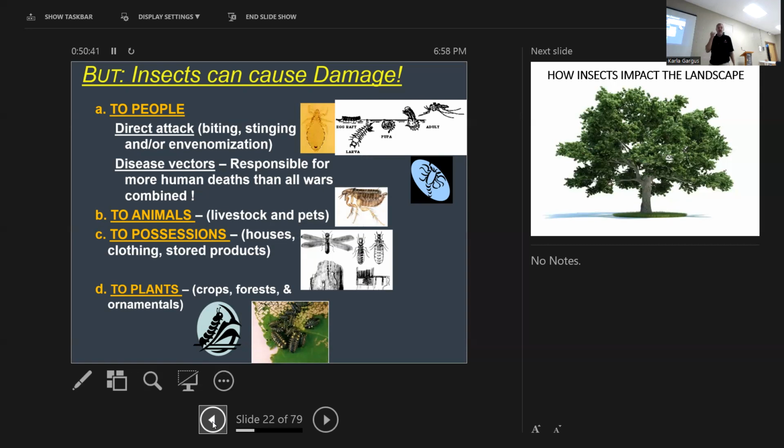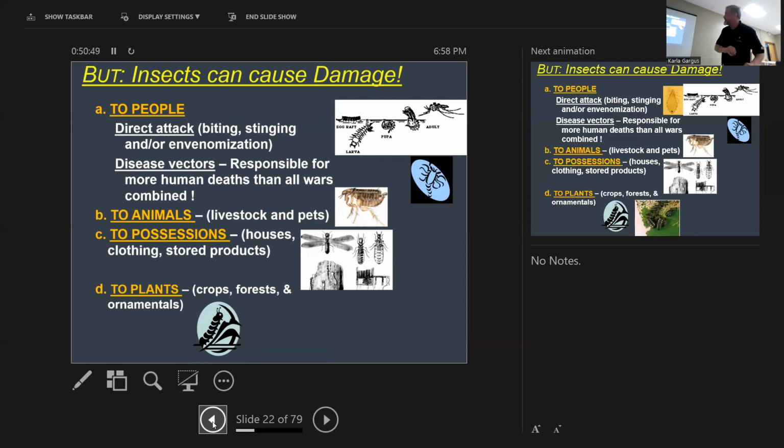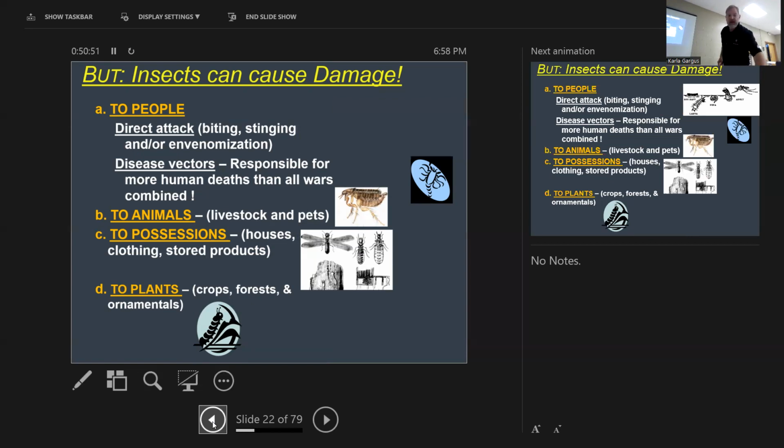So we have to come up with ways to control it. There's a whole industry dedicated to that. Again, topic for another discussion, but that's another reason. And then for us, it's plants, where we're dealing with insects that are, oops, I'm going the wrong way.